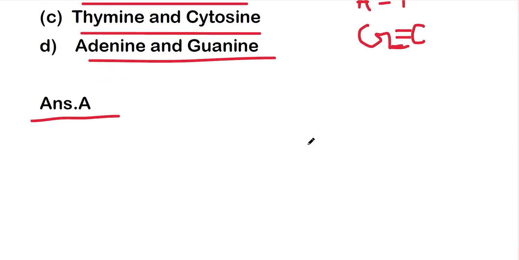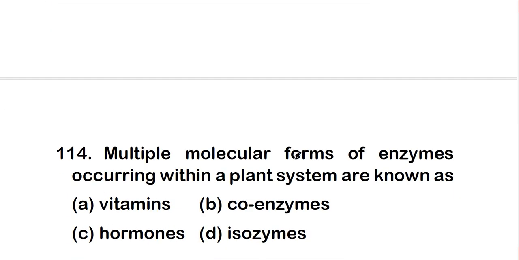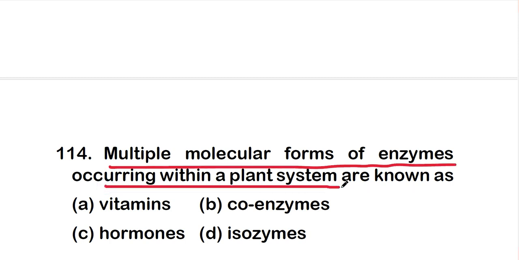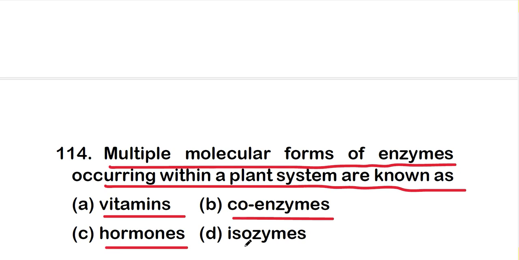So let's move on to the next question, that is question number 114. So multiple molecular forms of enzymes occurring within a plant system are known as option A, vitamins, option B, coenzymes, option C, hormones, option D, isozymes.